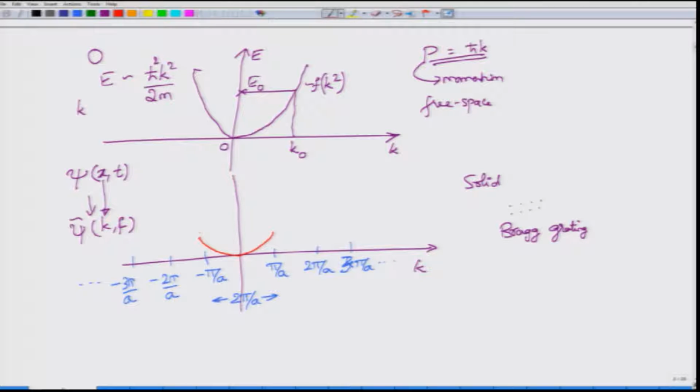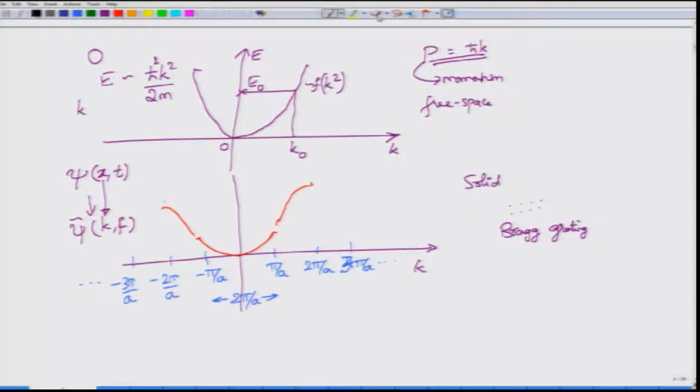So, it is still parabolic. At the edge, this is called a band edge, at the value pi by a, because of the Bragg type of reflection, this energy kind of bends slightly. Then the next energy level has a gap over here, and the next energy level goes from pi by a to 2 pi by a. Similarly, here it will go from pi by a to 2 pi by a.